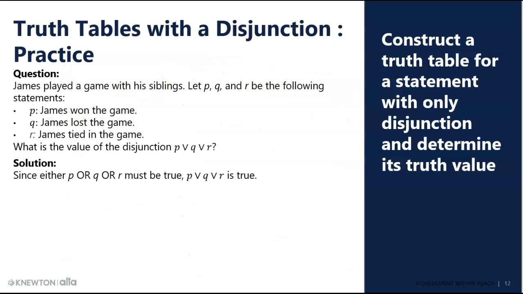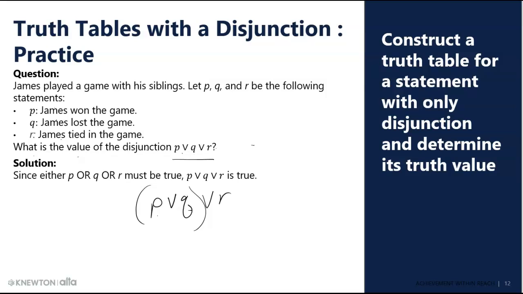We don't necessarily need a whole truth table to evaluate a single statement. Let P, Q, and R be the following statements: James won the game, James lost the game, James tied the game. What is the value of the disjunction P or Q or R? When there's no parentheses in logic, you say, what do I do first? You work from left to right. So really what you're doing is you're taking 2 at a time.